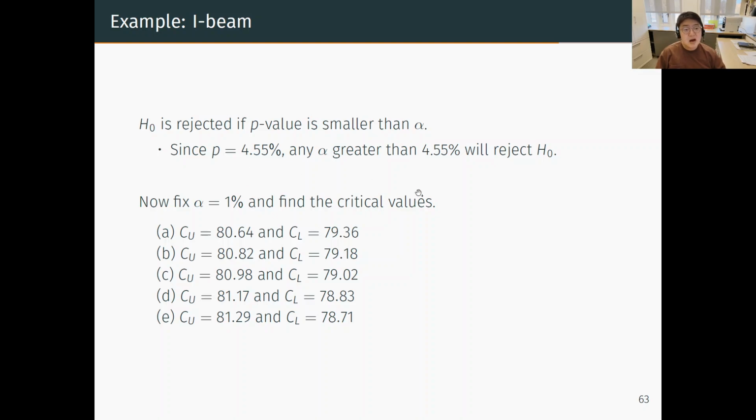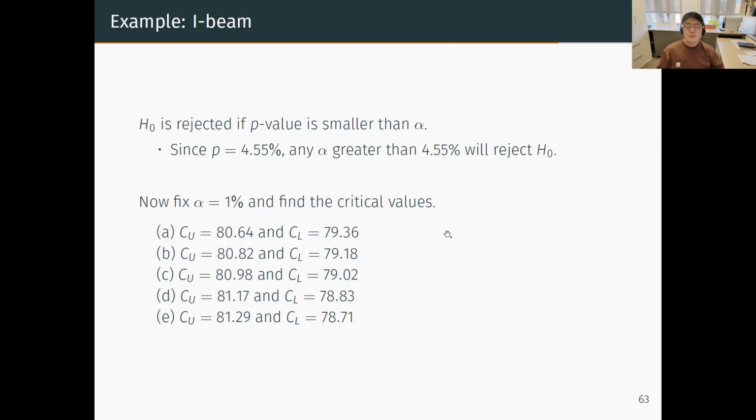And next, now we are moving to the critical value approach. So now fix alpha at 1% and find the critical values. You will need to check the formula in the previous slide, previous video. So if you need more time, pause the video now.